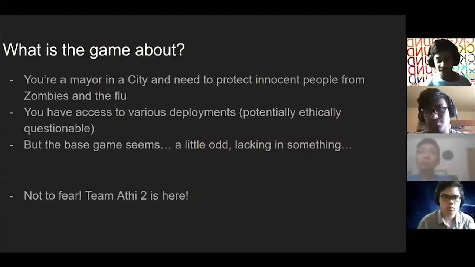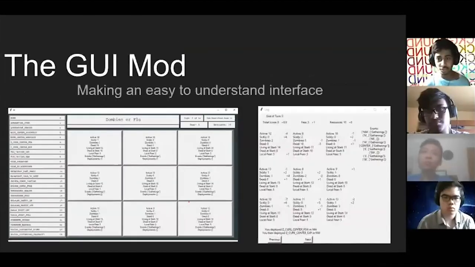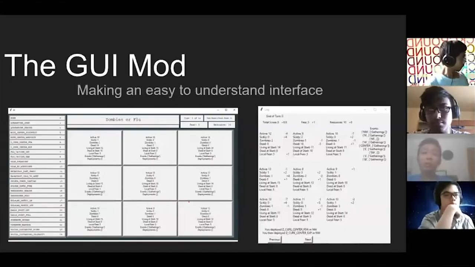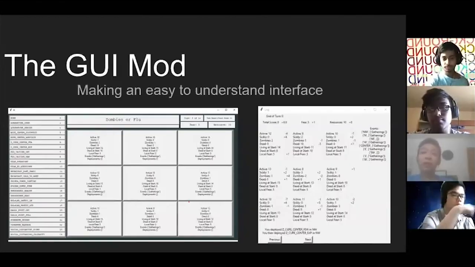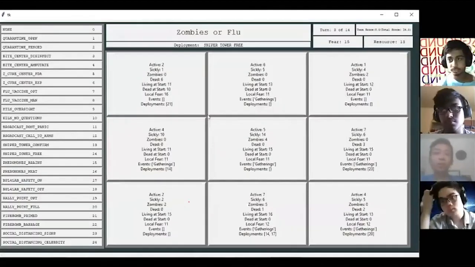To change that, we decided to get to work. Introducing the GUI mod. We've been working extremely hard on a GUI that improves upon the original text-based UI, and we think we have developed a GUI that is markedly better in many aspects. I'm going to have Sadiq bring it up and show it in action while I walk through all the changes.